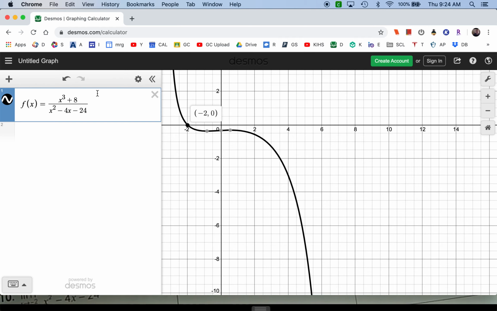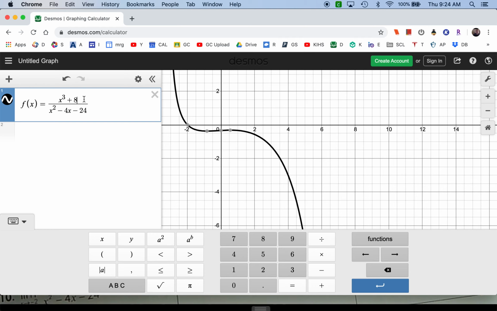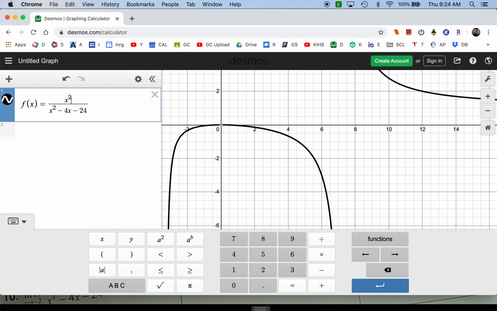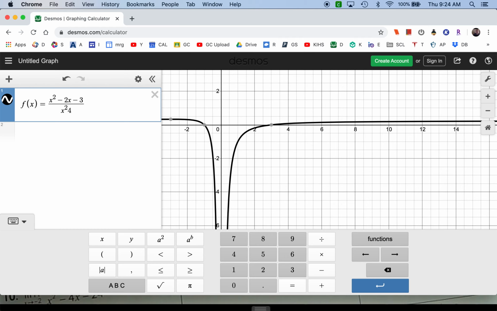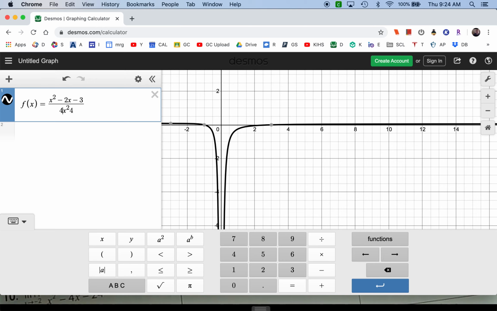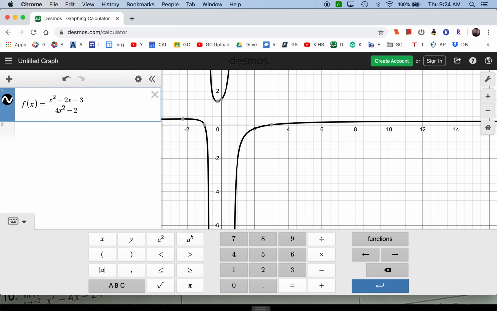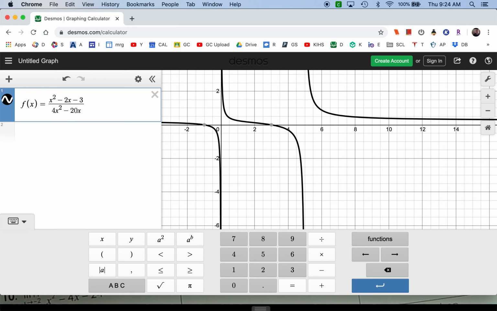Number 11. In the numerator, I have x squared, subtract 2x, subtract 3. In the denominator, I have 4x squared, subtract 20x, plus 24.